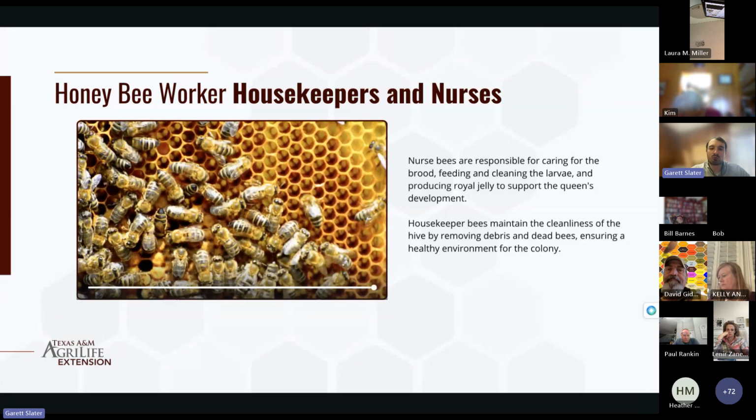Because the queen's laying somewhere between 1,000 and 2,000 eggs per day. And so the workers have to make sure that there's enough cells ready for the queen to lay eggs and for that brood to develop.